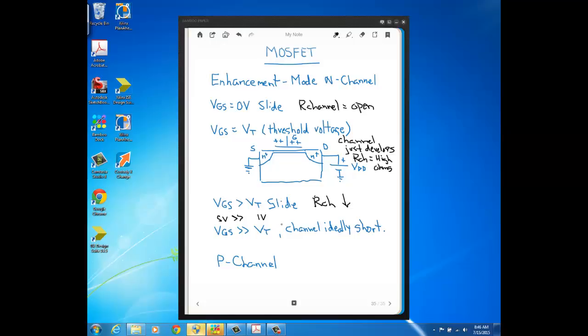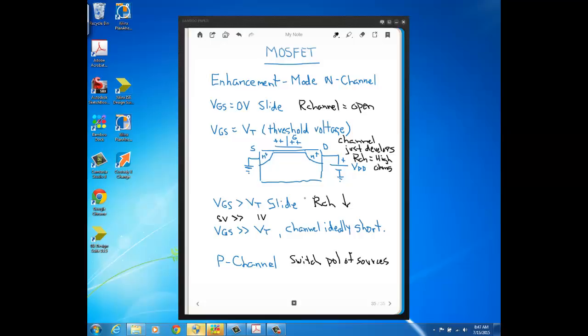Now, just real quickly, if you have a P-channel enhancement mode MOSFET, the only difference is you switch the polarity of the sources and the operation is the same. So switch polarity of both your gate voltage and your drain voltage.